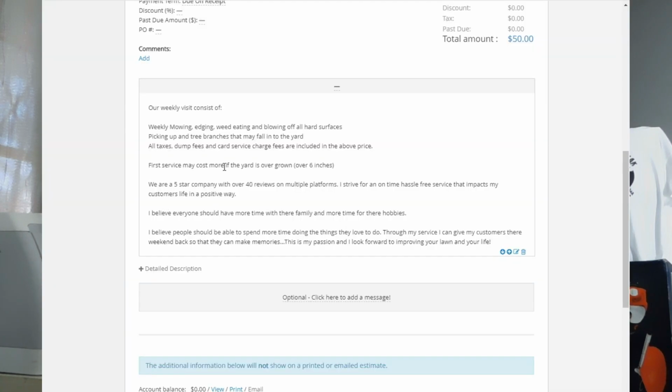First service may cost more if the yard is overgrown, and I put in quotation 6 inches, because overgrown is very, it's kind of up in the air. So you need to have an actual legitimate marker. If it doesn't meet this standard, if it's over this height, I'm going to charge you more. So over 6 inches, I'm going to charge you more. If it's at 6 inches, hey, I'll catch you up. I'll turn you into an awesome client.